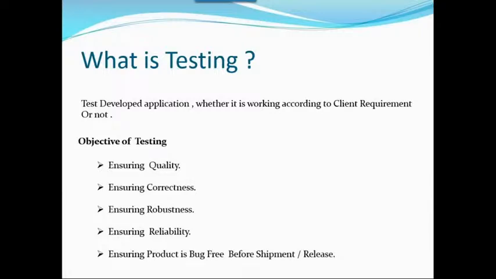What is the meaning of correctness and robustness? Correctness means critical functionality also we need to check. Robustness means we need to check whether it is working as per the given requirements in all the areas or not. And reliability is one of the most important ones. Reliability means whether this application is user friendly or not; while you are doing the testing, you need to check this. And this is the objective of testing.